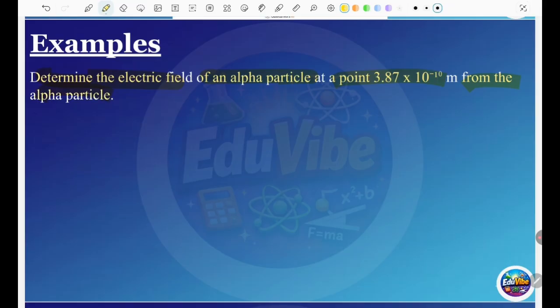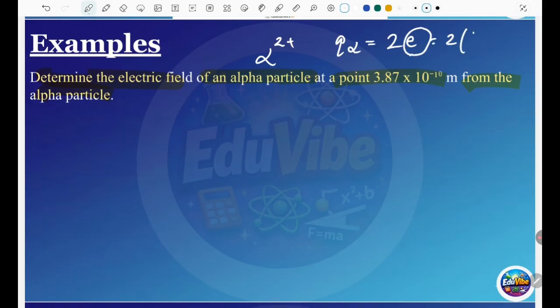So firstly, we have to know what an alpha particle is. On your data sheet, you have the alpha particle, and it has a charge of 2 positive. This is the charge for the alpha particle, which means that if we want to calculate the charge, it is 2e. If an electron has 1e, the alpha particle has 2e. That e is our elementary charge, as you all know.